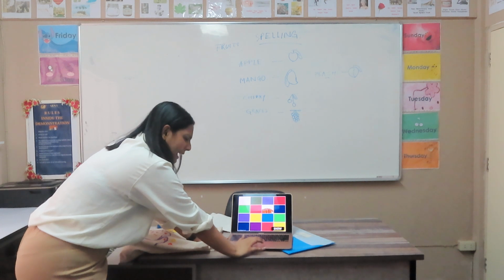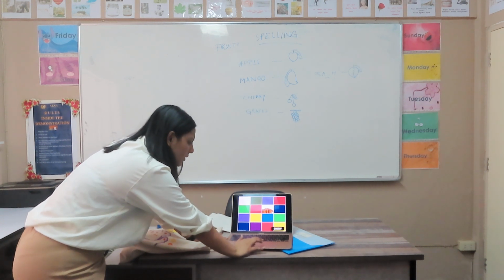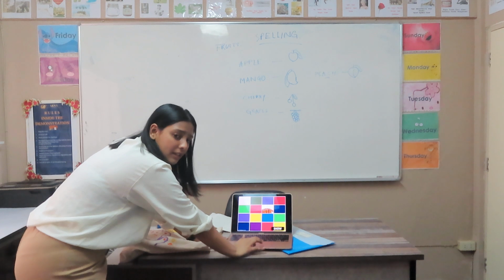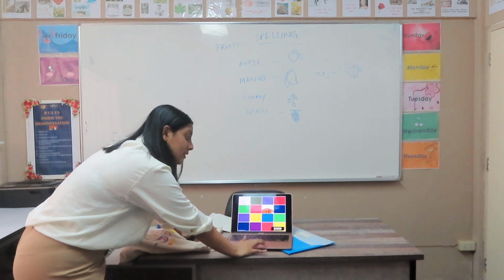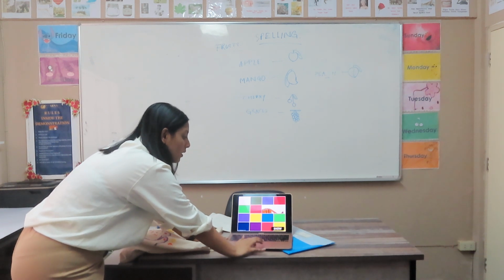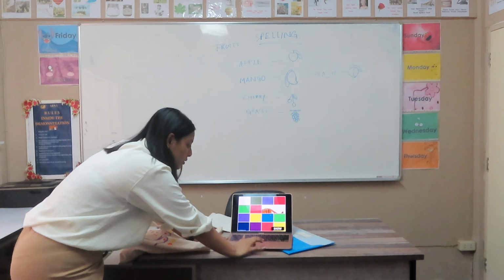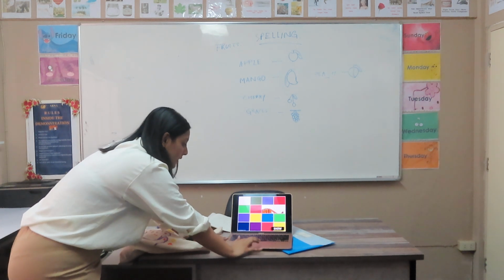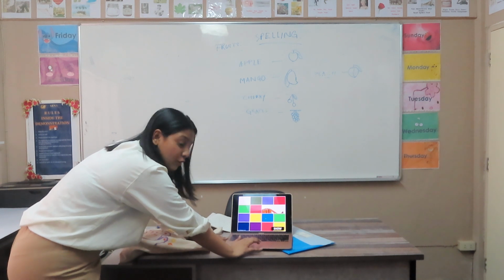Okay, what is this? Is this a cat? Do we see a cat over here? Can you show me this? Tell me what color is this? Yes, this is also blue. It has a tail. Is it a cat? Students, is it a cat? Can we click on the third blue?